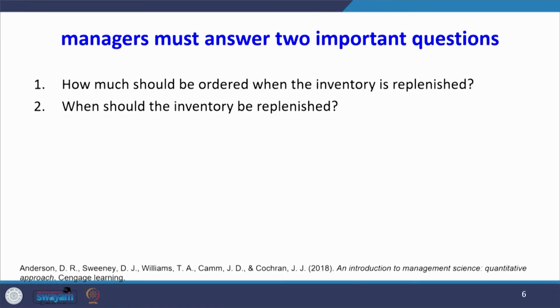Managers must answer two important questions while designing the inventory policy. One is how much should be ordered when the inventory is replenished. That is the Q, the notation we generally use. Another one is when the inventory should be replenished, when we have to order. How much and when. These questions have to be answered, and in this lecture we are going to answer them.